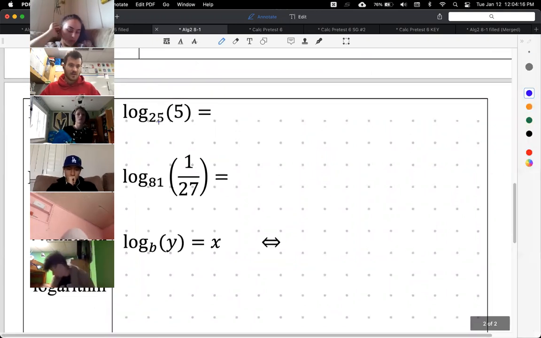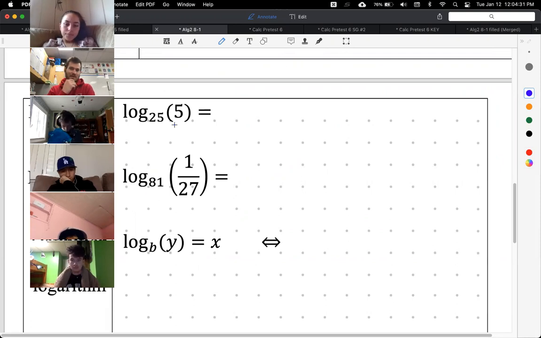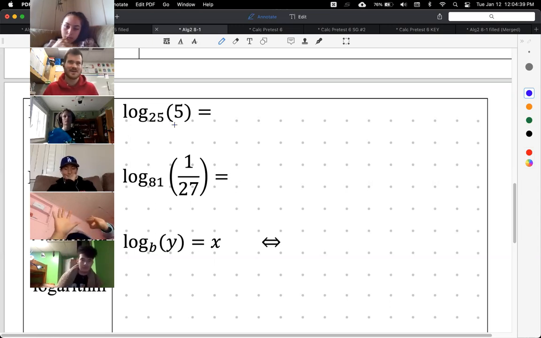So log base 25 of 5. Oh boy. This one, you can kind of do it on your fingers if you're tricky, but it's not very specific. These are problems that you now need to probably type in the chat. And you can type it to everyone. You can do a direct message, privately message me, whatever you prefer. If you're worried about being wrong and don't want people to know, you can private message me. It's okay.